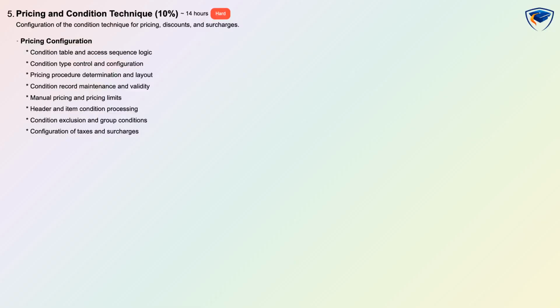Pricing and condition technique is 10% of the exam, rated hard with about 14 hours of learning and hands-on plus conceptual assessment. You will master the condition technique including condition tables, access sequences, and condition type control. Expect detailed work on pricing procedure determination and layout, condition record maintenance, manual pricing limits, header and item conditions, condition exclusion and grouping, and tax and surcharge configuration.